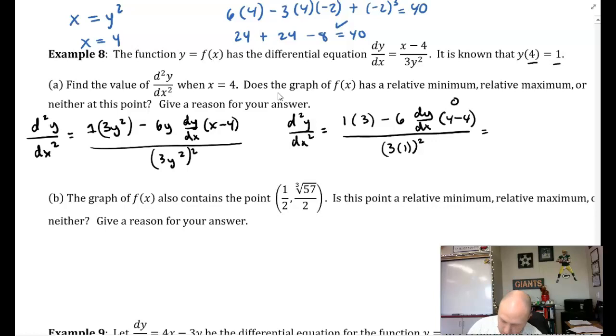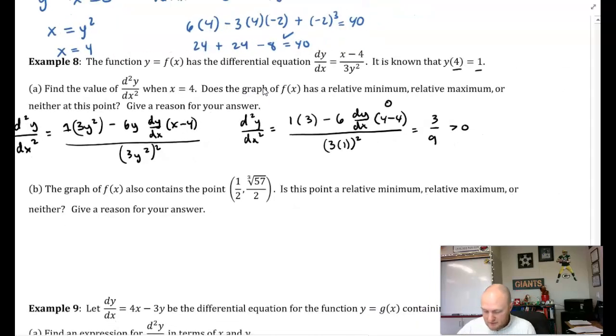So since this goes to 0, again, I don't have dy dx, and we're going to have to check that in a moment, but this should give us 3 over 9, which is a positive value, greater than 0. So we know that the graph is concave up. So if this is an extrema, then it's going to be a relative minimum. But do I know that it's a relative extrema?